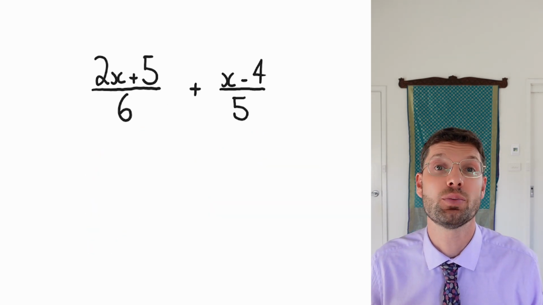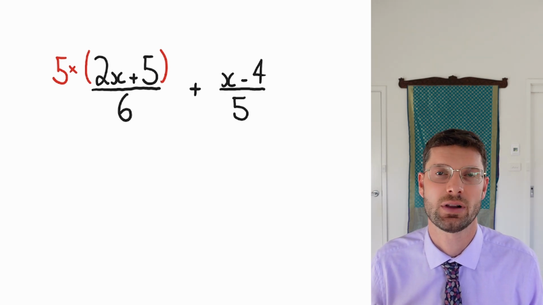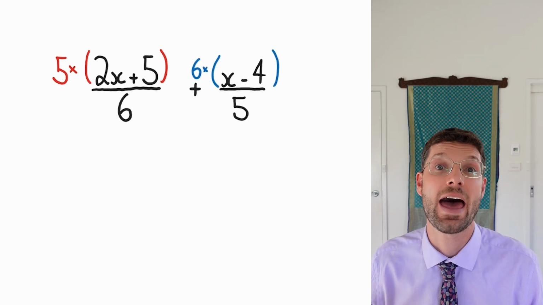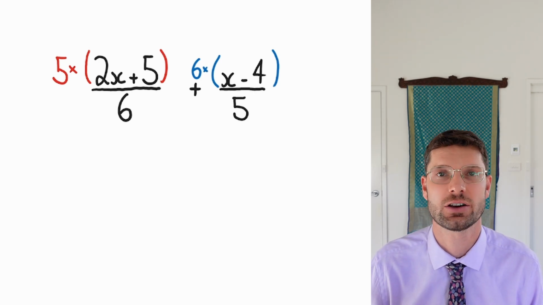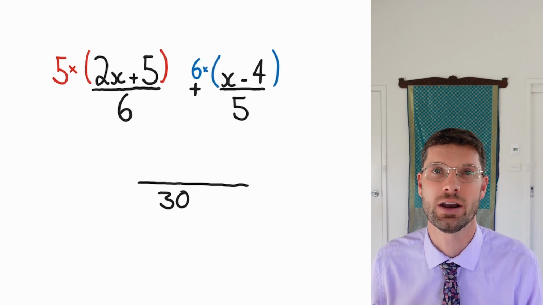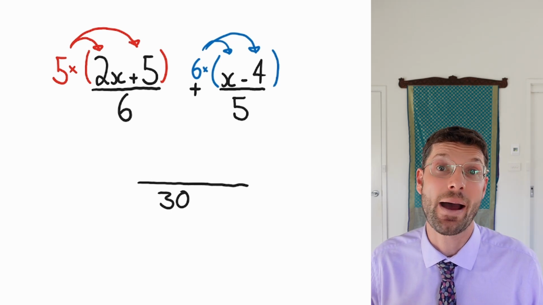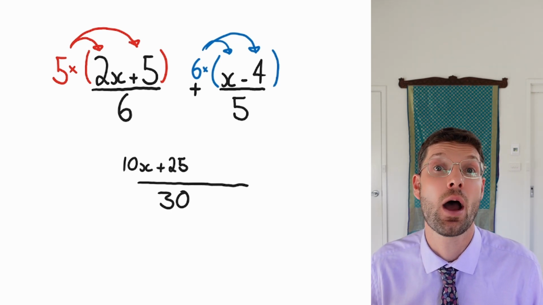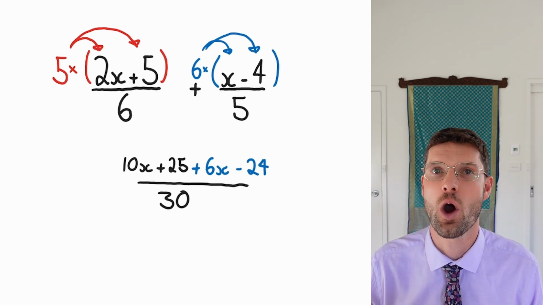Like I said, we can multiply the whole first fraction by 5. So we've got 5 multiplied by 2x plus 5. And then we're going to multiply the whole second fraction by 6, and that is 6 multiplied by x minus 4. Because we've multiplied both of these fractions by 5 and 6 respectively, we know that our answer is going to be over 30. That's why we've used these two numbers. Now we've got to expand based on what we've put up the top. So we've got 10x plus 25 plus 6x minus 24, and that is our top line of working.